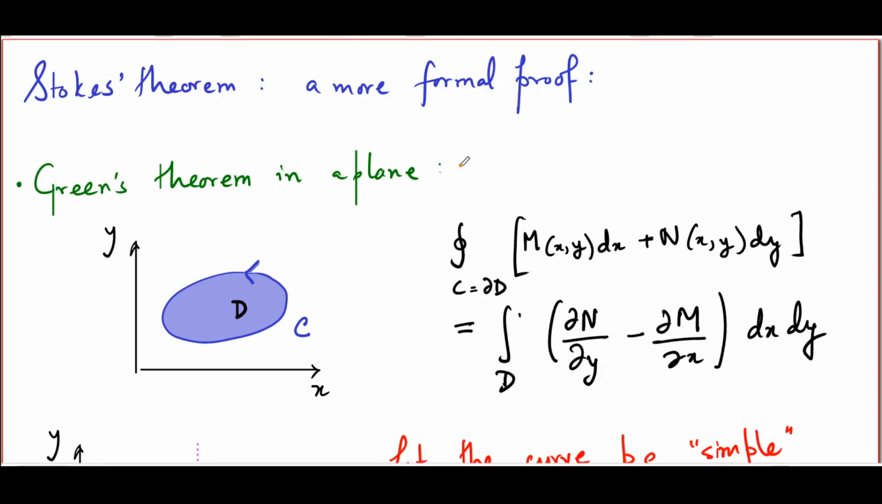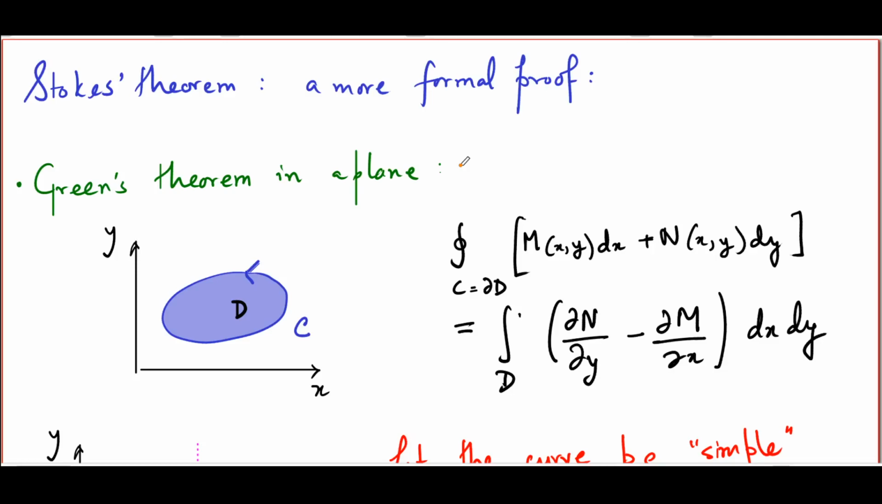Now the formal proof of Stokes' theorem is slightly involved. So we will break this up into steps. We will first prove a result which is essentially Stokes' theorem but in the special case of a two-dimensional world. This is called Green's theorem in a plane.